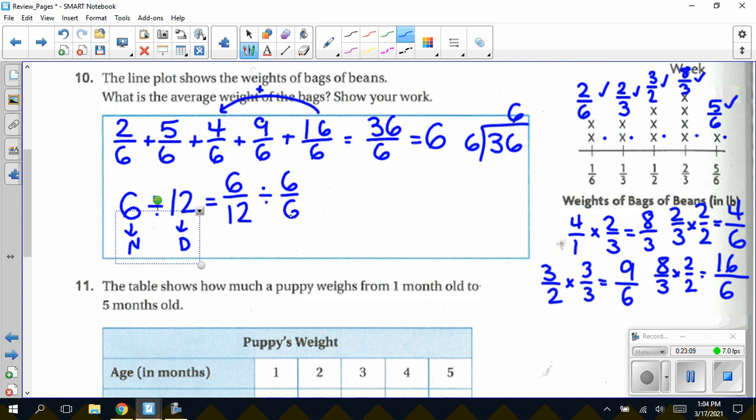That is not simplest form, so I need to make sure I simplify both of them by 6. 6 divided by 6 is 1. 12 divided by 6 is 2. So my average weight is 1/2 pound. That is my final answer.